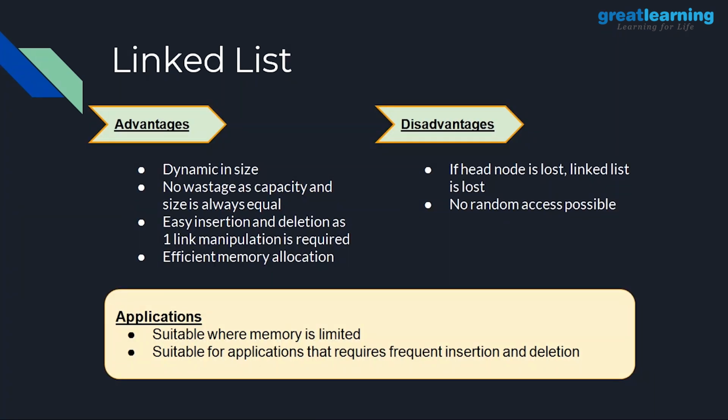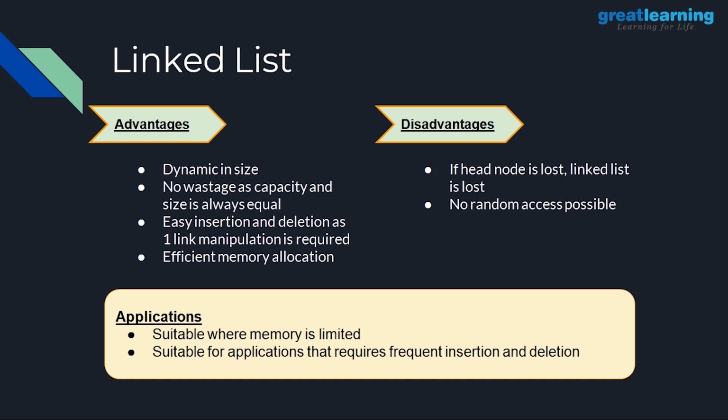Okay, let's go ahead and talk about advantages and disadvantages. So what are the advantages? Dynamic insights, right? No wastage of capacity, as we don't have to give a size. With arrays, if we gave a size of 5 and then we only stored 2 elements in it, the memory is wasted, right? That is not the case here. Okay, easy insertion and deletion. Only a single link needs to be manipulated.